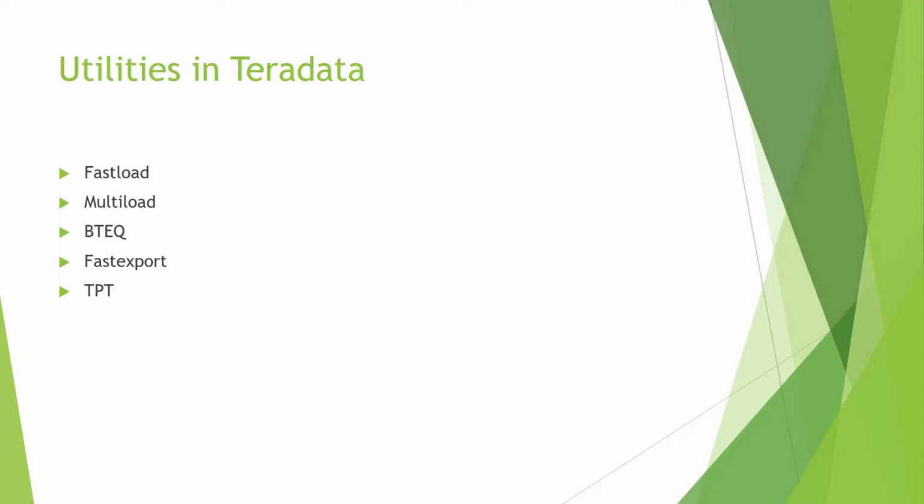Before we start learning fast load, let me tell you some constraints in Teradata fast load utility. What are the constraints we have in fast load utilities? The first constraint is that fast load can only load a single table at a time. That means you cannot load multiple tables at a time. For that you will go for a multi-load utility. The name itself suggests that it's a multi-load utility, which means it can load multiple tables at a time. But as far as fast load is concerned, you can only load a single table at a time.